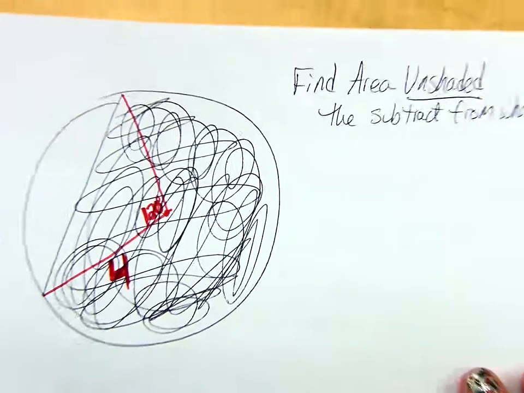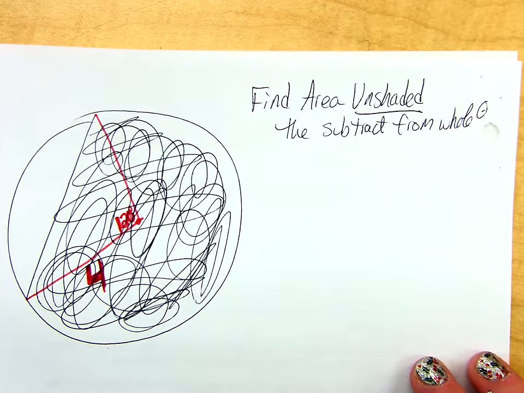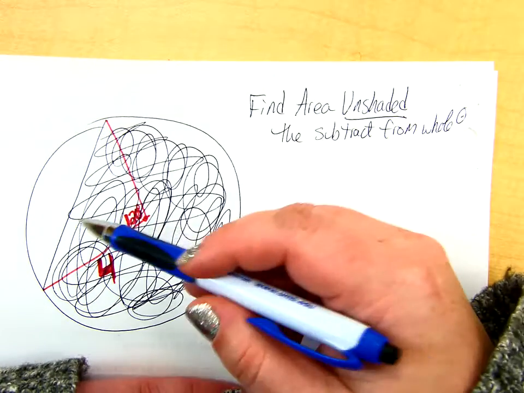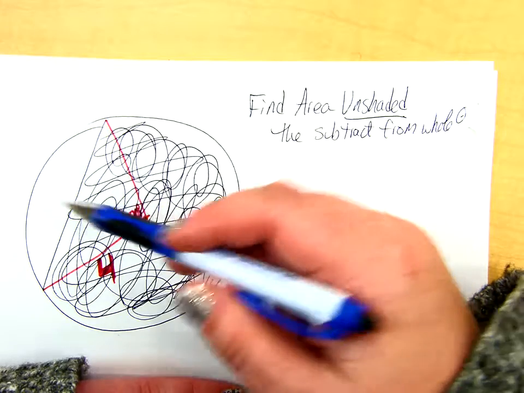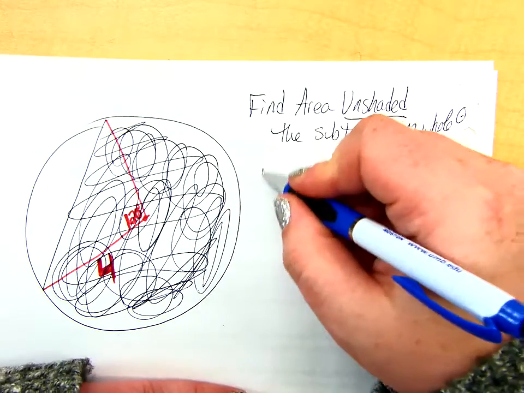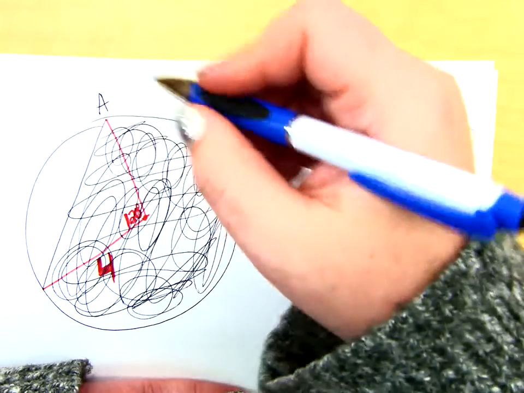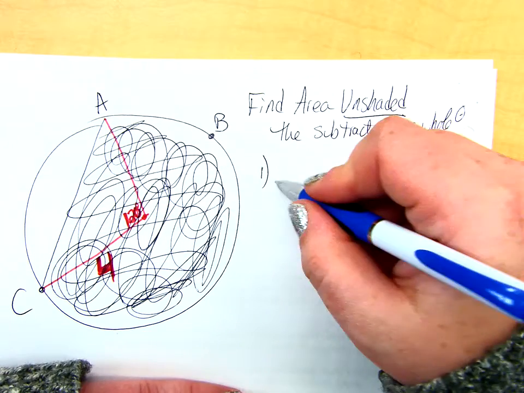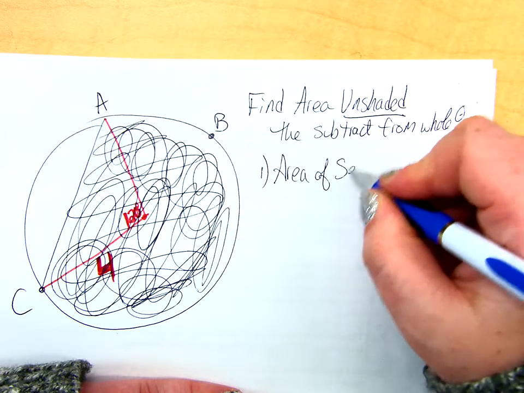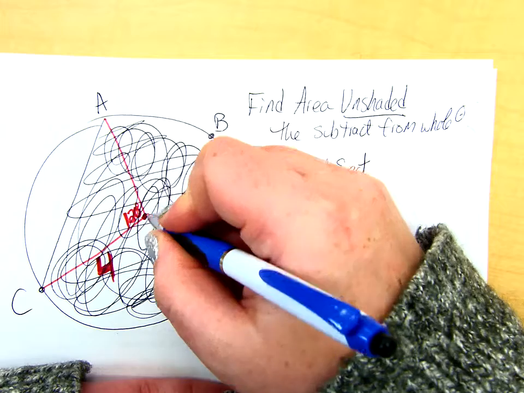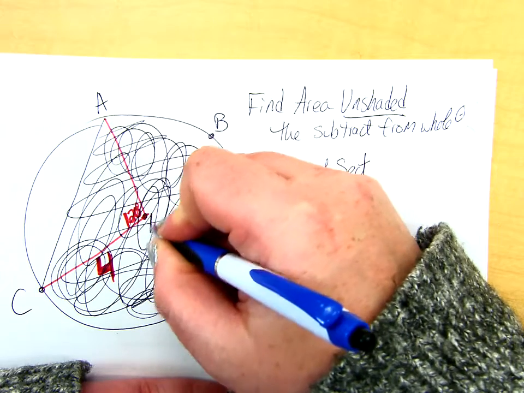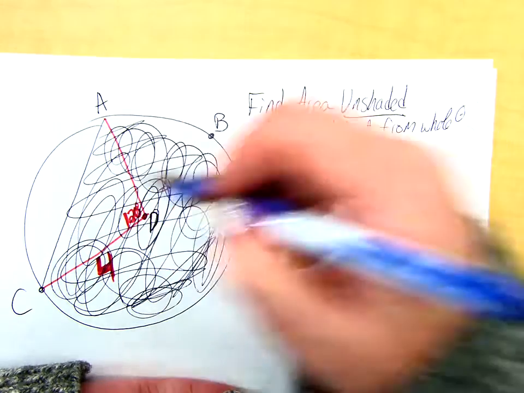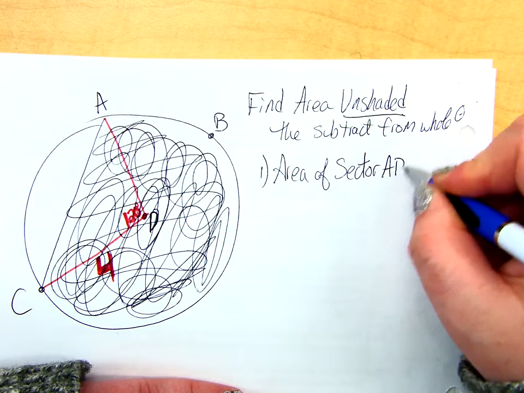So here's my game plan. I want to find the area of the unshaded and subtract it from the whole circle. So in order to find the area of the unshaded, I need the area of the whole sector minus the triangle. Oh, and we can throw some letters on here if you want. Let's call this center point D maybe. When we talk about the sectors, usually we just call it sector and then whatever the angle is. ADC.